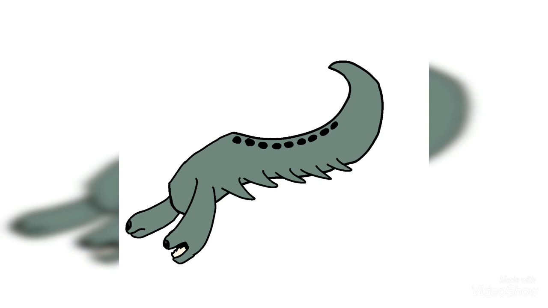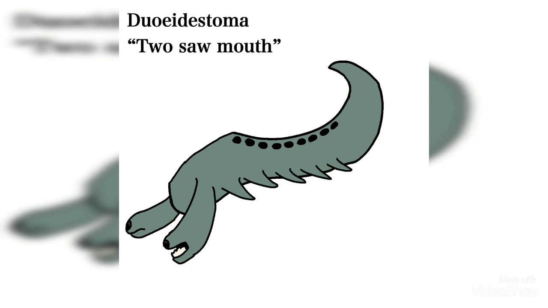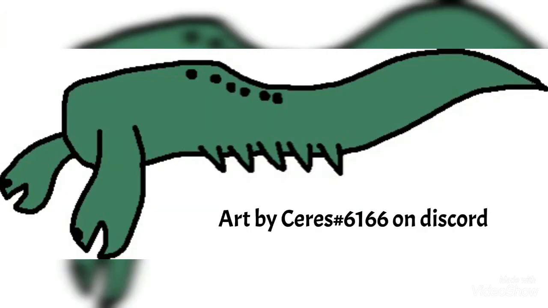Now here we have our motile predatory animal. So with its two heads, three brains, mouth saws, and efficient swimming, we'll call these guys the Duodestoma, or two-saw mouth. And there we have it. Two phyla that will start the blueprint of our ecosystem on Leviathan I.